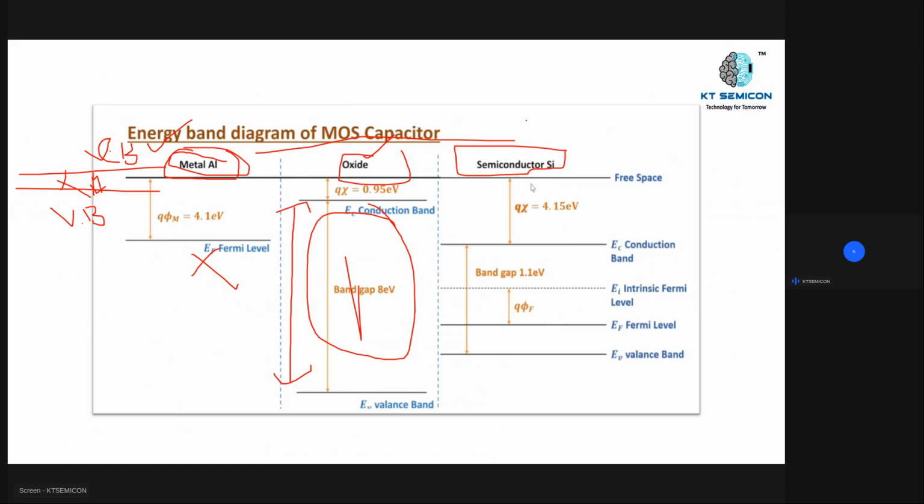So for the semiconductor, we are selecting P type, right? P type substrate. That's why my Fermi level is near the valence band, and here, as compared to oxide, we are having less band gap. Okay, so this is the thing, and after that we are having the conduction band. And this is the Fermi potential.